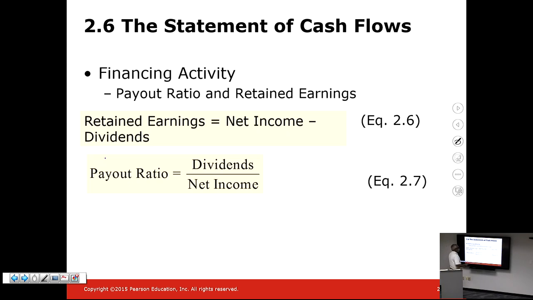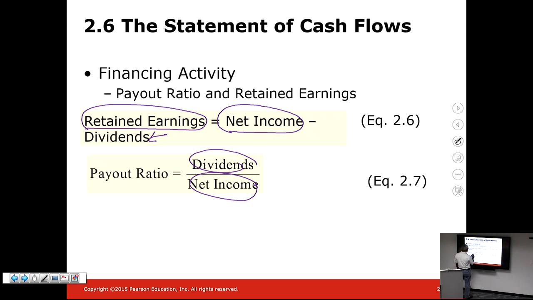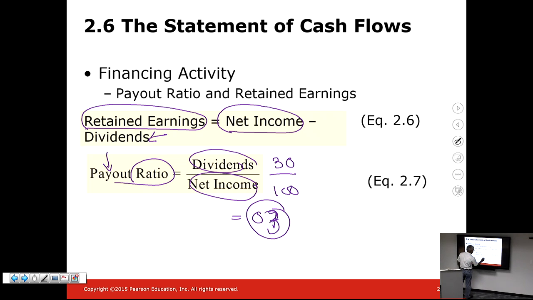Now, at the end of the period, the company generates net income. Part of that net income can be paid out to the shareholders in the form of dividends. Whatever is not paid out is called retained earnings. Now, if we take the dividends and divide that by net income, it gives us the proportion that we are paying out. So dividends divided by net income. So if a company has a net income of 100 and it paid out $30 in dividends, that means its payout ratio is 0.3. That means 30% of its income is being paid out in the form of dividends.